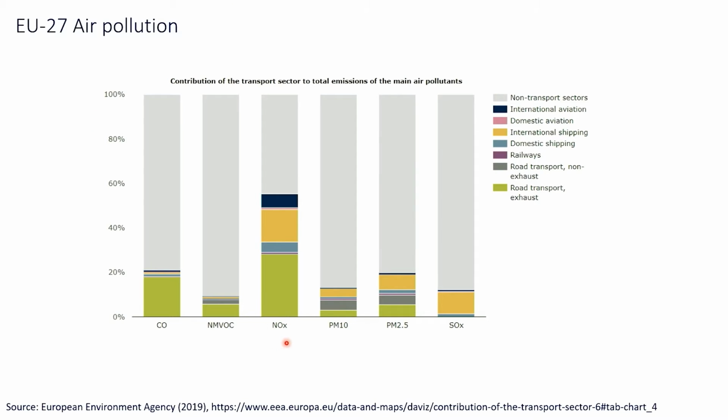Because other sectors too are characterized by these emissions. In the case of nitrogen oxides, over 50% of emissions are attributed to transport. That percentage drops down to 20% with carbon monoxide and PM 2.5, and then to a lower extent for sulfur dioxide and VOCs. Why is it an issue?